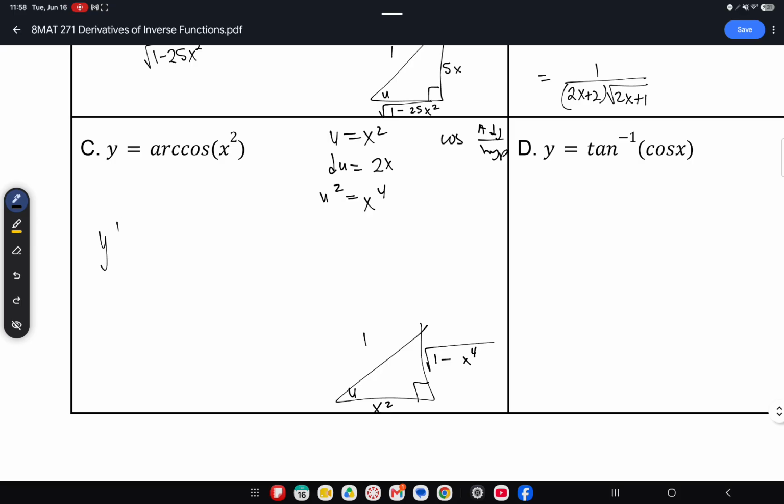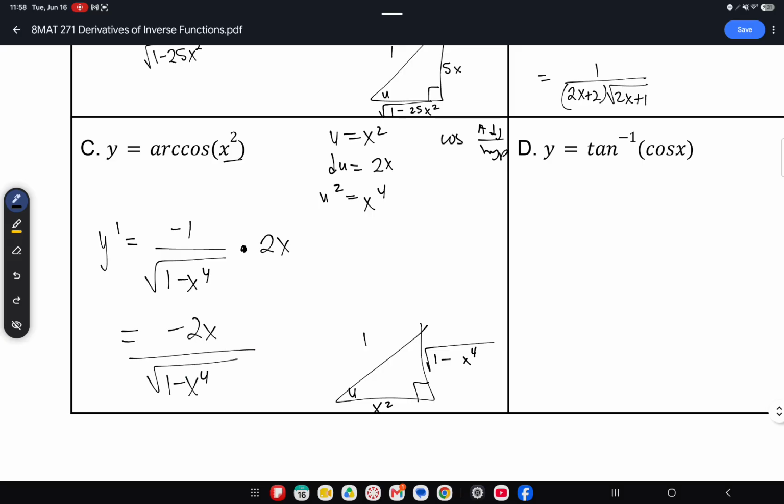So then my derivative is going to be negative 1 over the square root of 1 minus x to the 4th, and then times the derivative of the inside, which is that 2x. So if I clean that up, negative 2x over the square root of 1 minus x to the 4th.